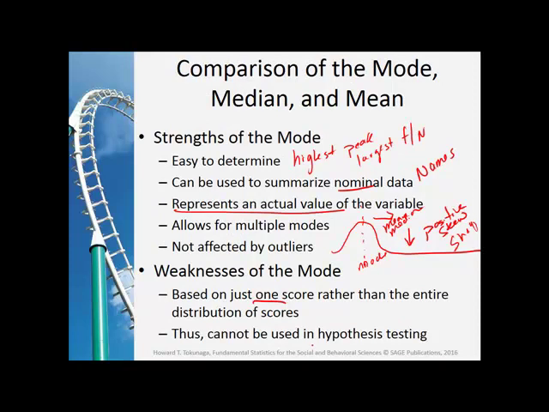And lastly, when we get to the science part of this class, where we're doing hypothesis testing, we can't use the mode. Because the mode gives us nothing about the distribution. Again, it's only about one value of the distribution. So when do you use the mode? Well, names. That's about it. Nominal data.